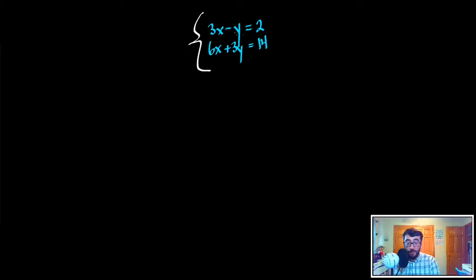So the first thing I'm going to do is subtract 3x from each side. So I'm going to have negative y is equal to negative 3x plus 2. And now all I got to do is divide each side by negative 1, which is going to make this y is equal to 3x minus 2. So notice I have y solved for here.